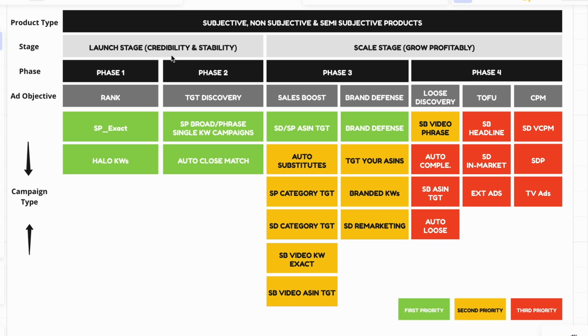So during the launch phase, your goal is not to profit. Your goal is largely to establish the credibility and also achieve some level of stability in terms of sales. Now what do I mean by credibility? Credibility is nothing but, let's say if I'm launching my products for the first time, because I do not have any reviews, because I'm not organically indexed on any of the keywords, right?